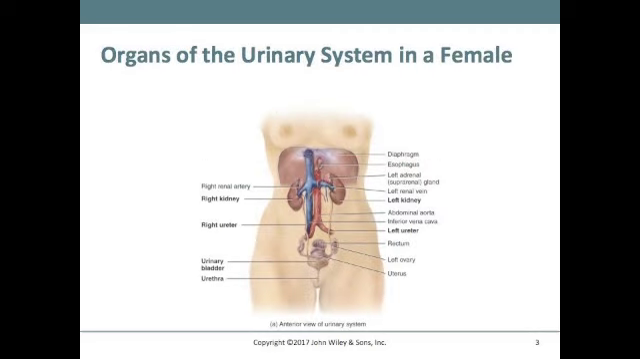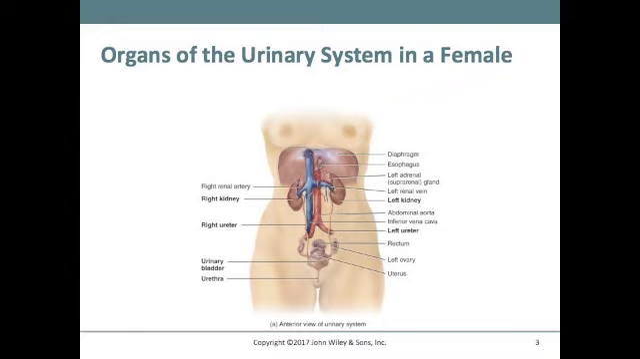Moving on to the next slide, this is figure 26.1 on page 1043. This shows the organs of the urinary system in the female. Urine is formed by the kidneys, then it passes first into the ureters, then into the urinary bladder for storage, and finally through the urethra for elimination from the body.